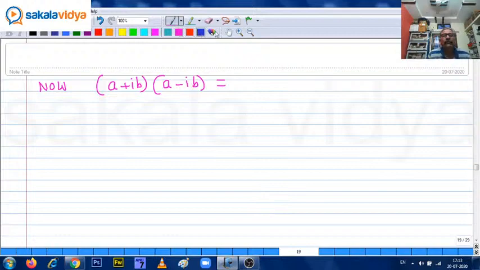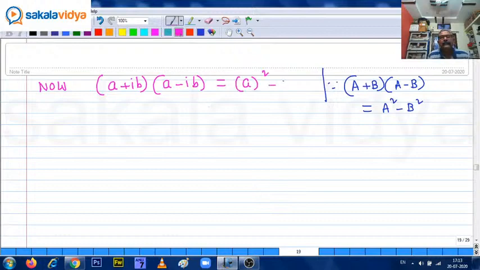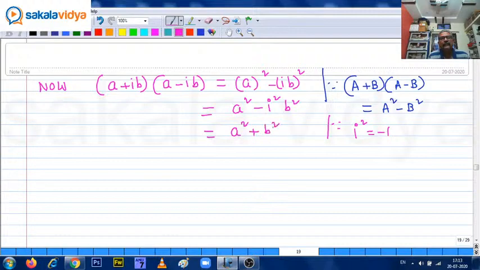Now we have one important formula from algebra, a plus b into a minus b, which equal to, everybody knows, a square minus b square. So this can be written now, a square minus ib whole square. We get a square minus i square b square. Already we had a discussion, i square is minus 1. So minus i square means plus b square.